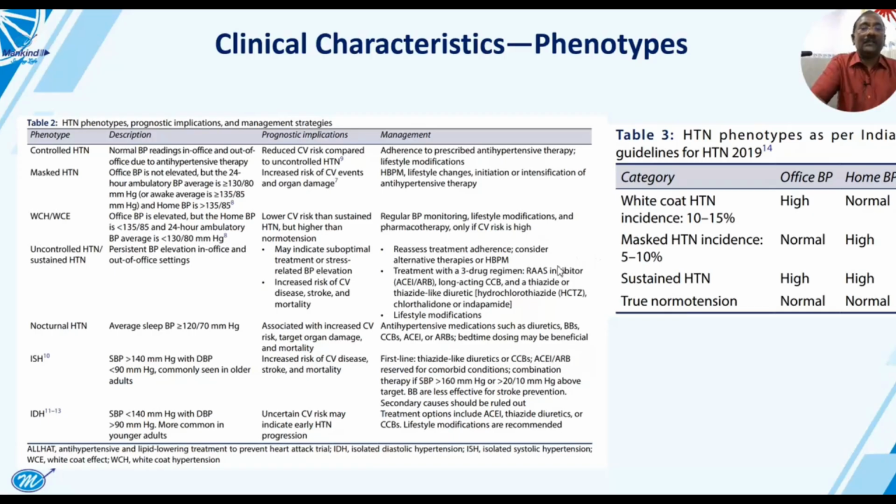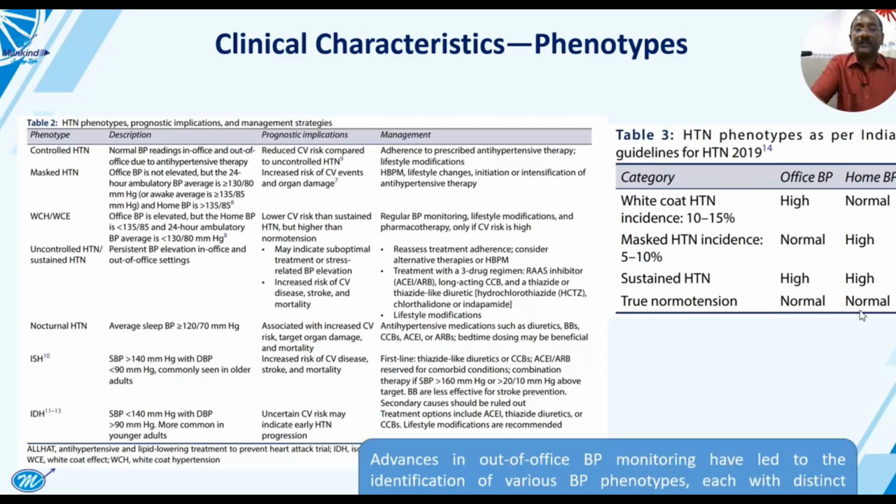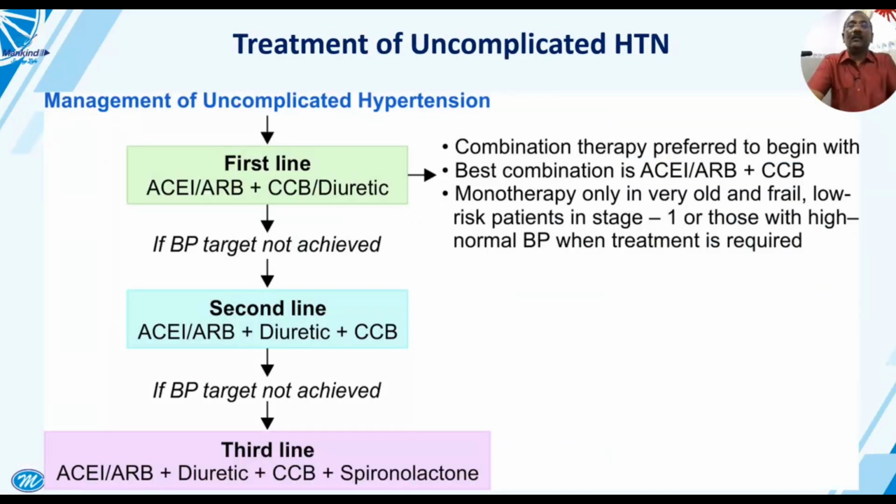This is very important. Sustained hypertension. That's what most of our people have. They are high in the office. They are very, very high at home. Okay. So true normotension means here it is normal, there also it is normal. So uncomplicated hypertension, but uncomplicated means very few people. Uncomplicated means hypertension without diabetes, without dyslipidemia, without obesity, or without CKD, without CAD, without heart failure, etc.